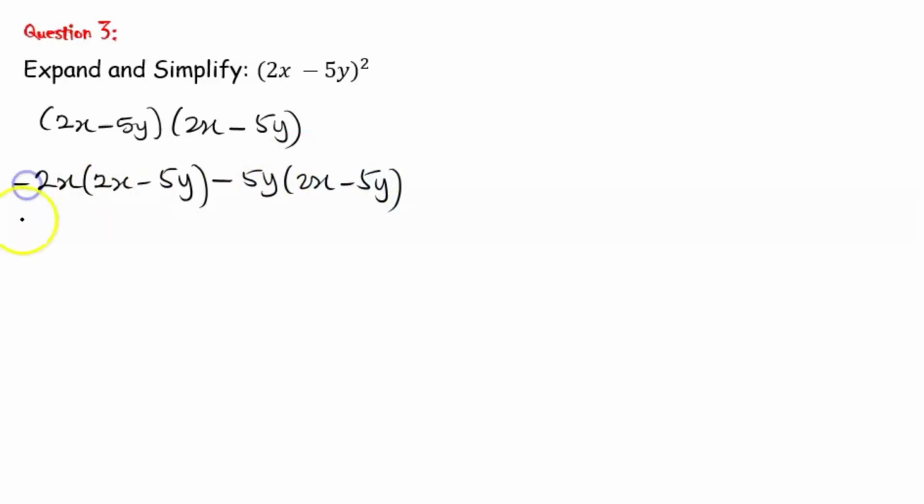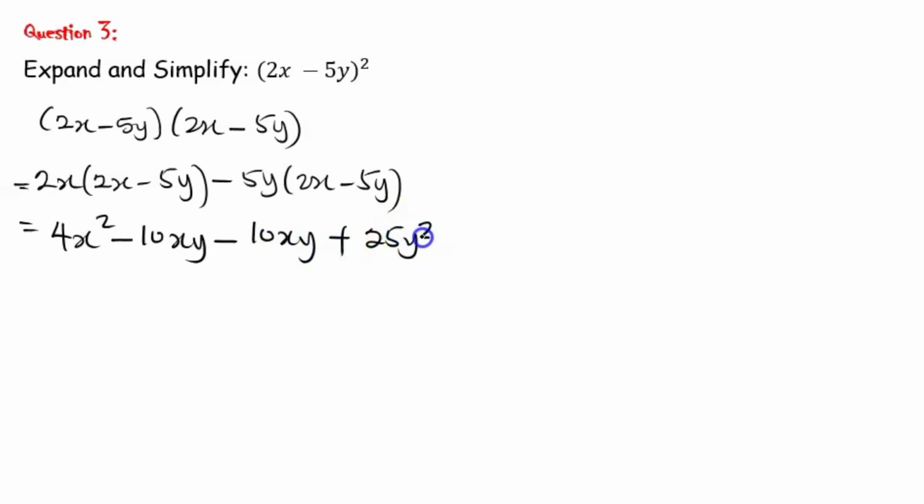Okay, can we be faster now? All right, I think we are gaining mastery. We have 4x squared minus 10xy. Okay, then minus this is another 10xy. Positive 5 times 5 is 25y squared. All right, so this is going to give us 4x squared. If you do minus 10, that's minus 20. You are owing 2 persons 10 naira. That's minus 20. Then plus 25y squared.